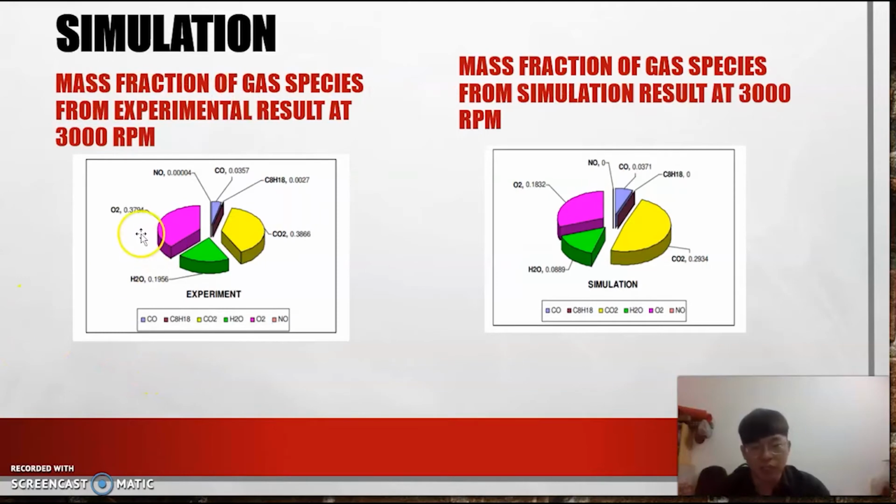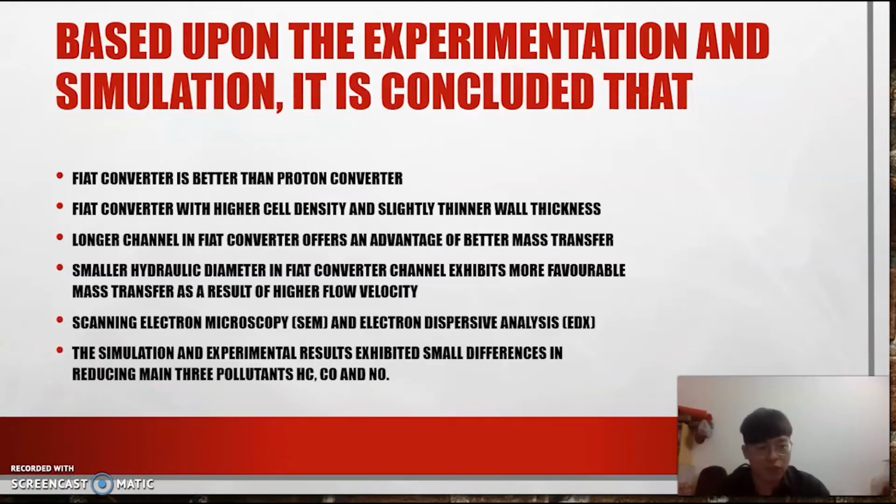The next one was simulations. You can see the difference. From the last one, based upon the experimentation and simulations, you can conclude that the Fiat converter is better than the Proton converter in terms of conversion efficiency for the three main pollutants, CO, HC and NO, at three different engine speeds.